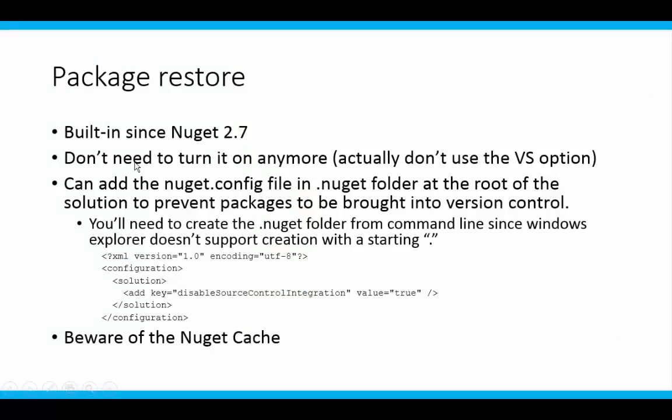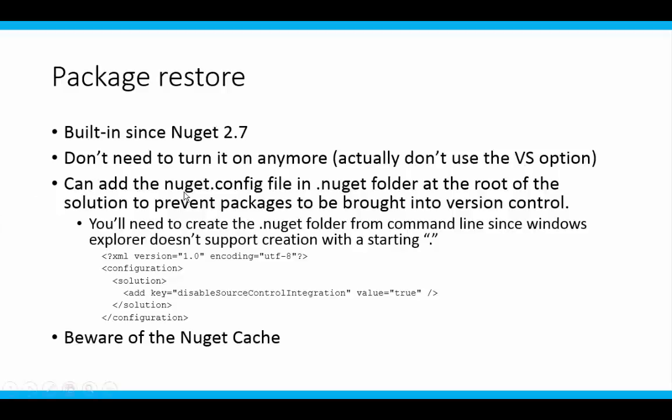So we talked about setting up our solution so that it would not insert any packages into version control, which is what we need to do, but we haven't talked about package restore. So package restore is a technology that actually is part of NuGet since 2.7. You don't need to turn it on anymore. There's actually an option in Visual Studio in your solution to right click, enable package restore. This creates a target file and adds a bunch of things to your projects, which you actually don't need. It's actually just built into Visual Studio and the build server. So we actually don't need to turn this on anymore.